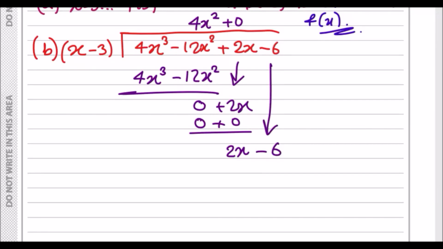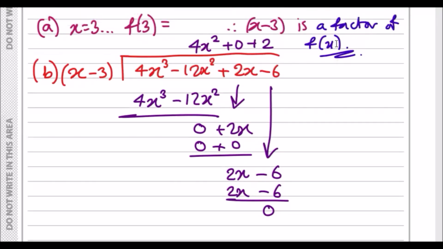Now once again, we ask ourselves, how many times does x go into 2x? Well, it goes exactly twice. Times this, you get 2 times x minus 3, you get 2x minus 6. And yes, subtracting this, you get no remainder. So actually, even though this looks weird, this is actually correct.